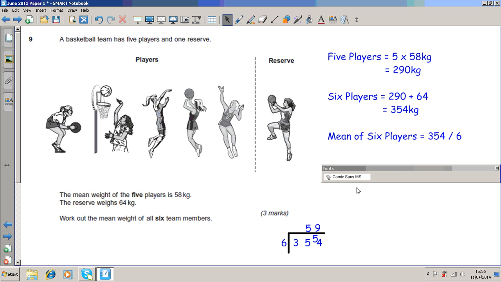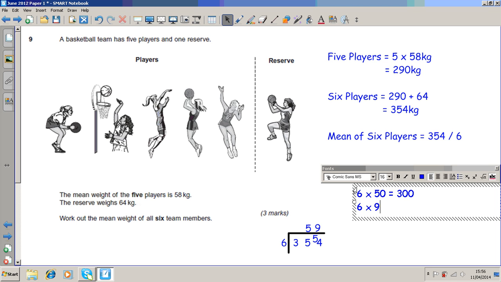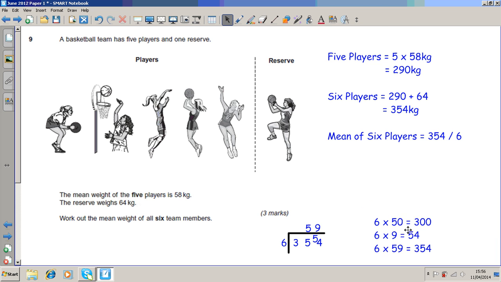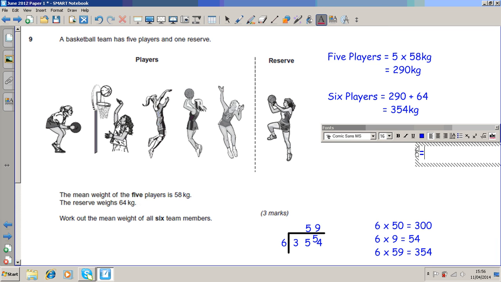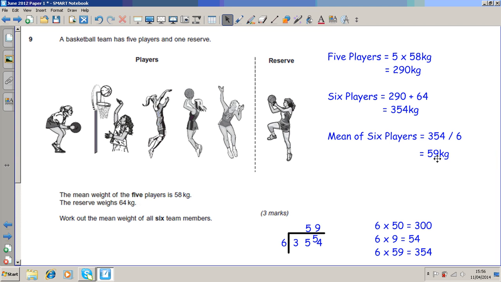If you don't like that, you could say, well, 6 times 50 equals 300. 6 times 9 equals 54. So 6 times 59 must be 354. So you could do it in that sort of method. Either way, your answer is going to be 59 kilograms.